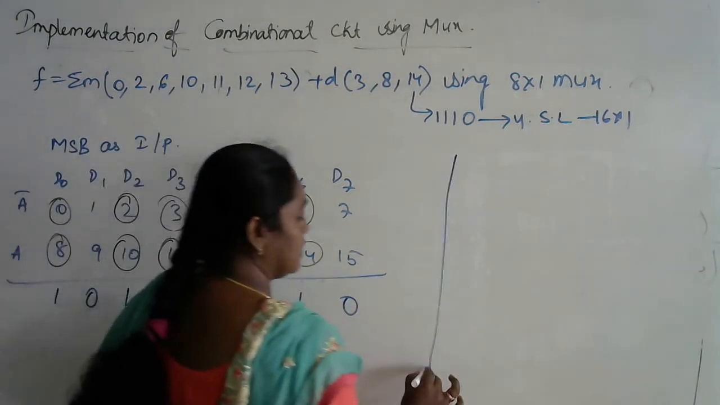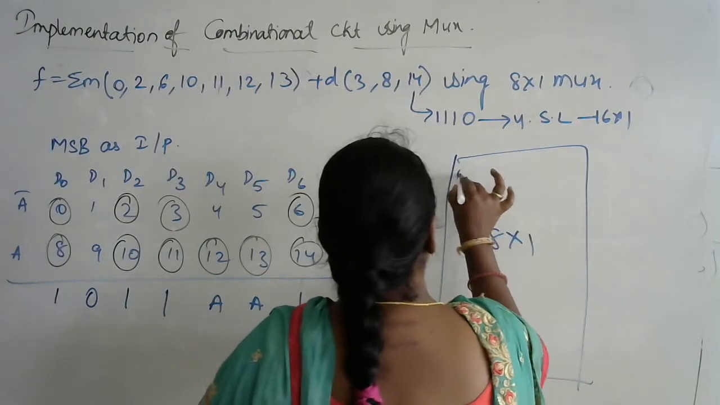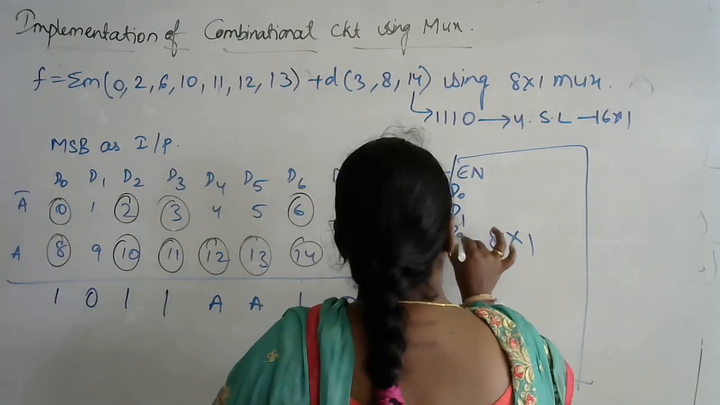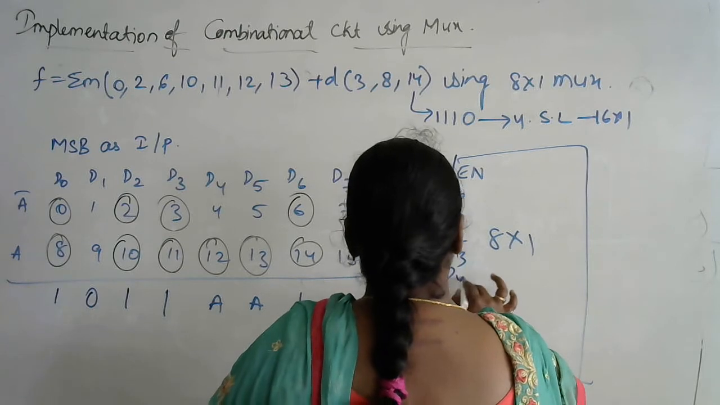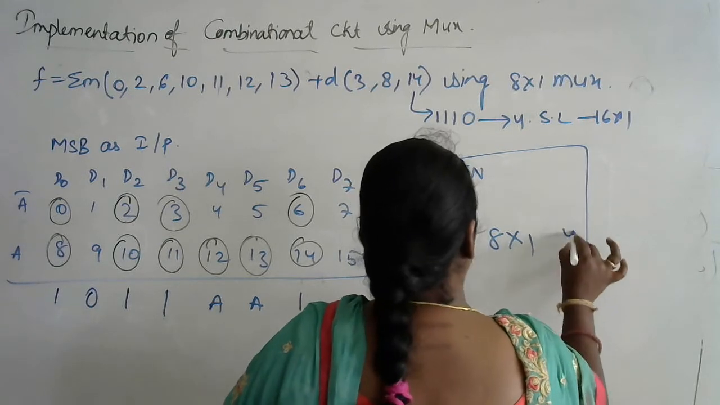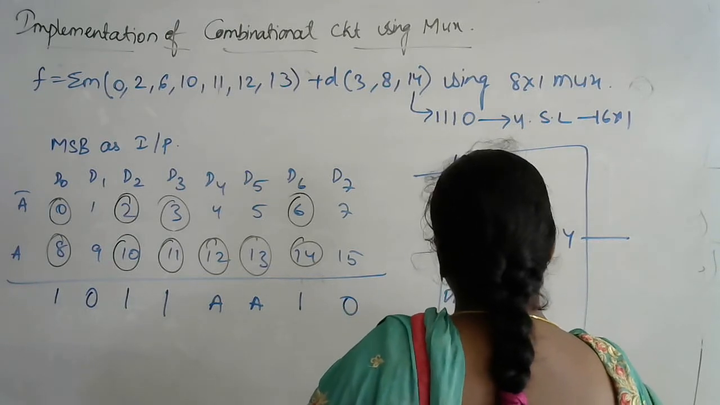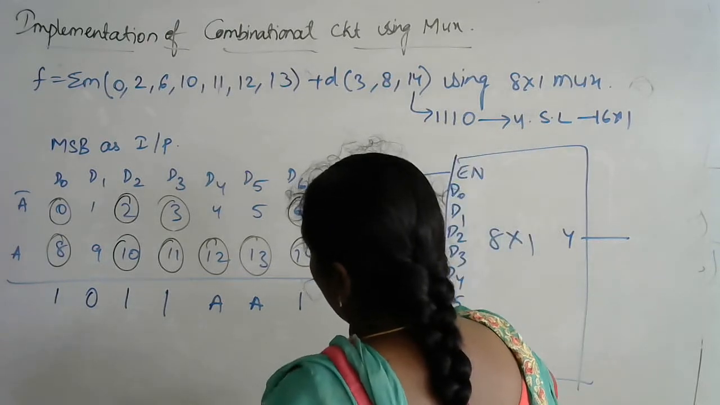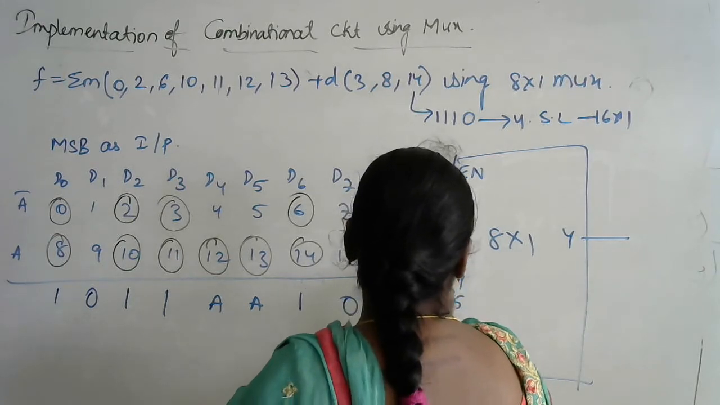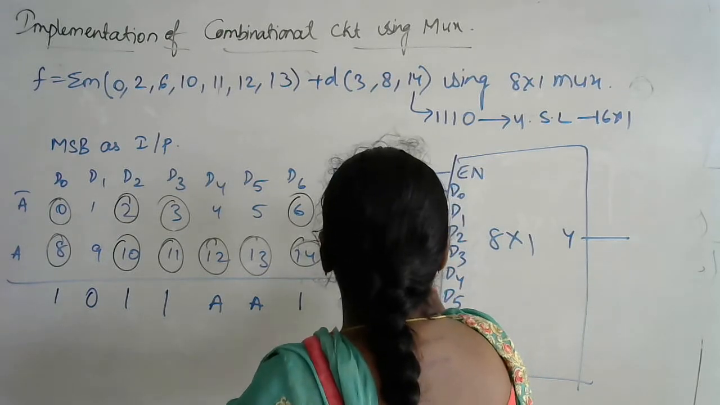The last step is the same as that of the previous one. 8 by 1 mux, enable, D naught, D1, 2, 3, 4, 5, 6, 7. Output is Y. The select lines are B, C. What is D naught? D naught, D2, D3, D6. Short all those and connect it to 1.